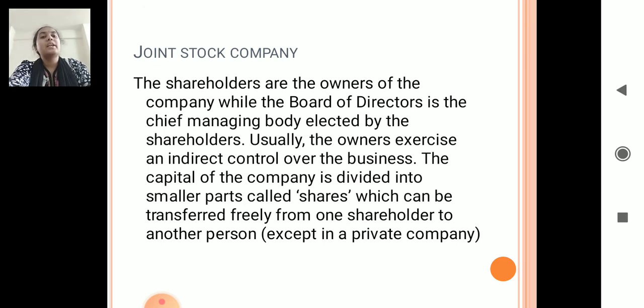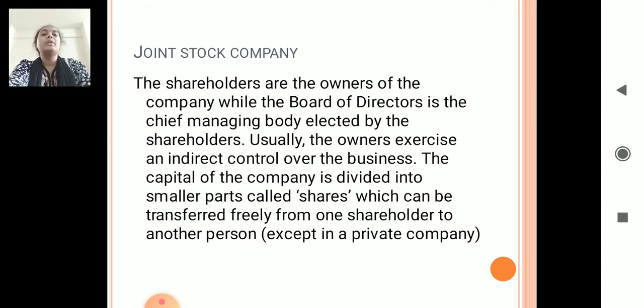Usually the owners exercise an indirect control over the business. That is, they can come to know what the updates are that are going on, what the financial position is, and when the annual general meeting will be held. But they have indirect control over the business. The direct control over the business lies with the board of directors, and the real practitioners are the management people.